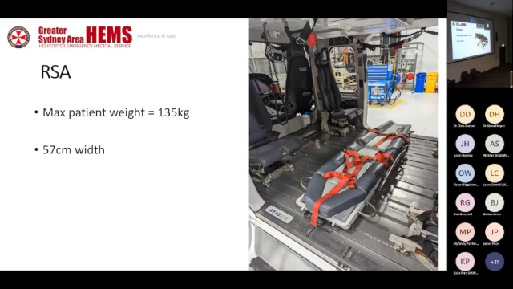And as I was writing this presentation last week, I actually got a call out to a patient who we needed to retrieve, who was 140 kilos, who'd had a subarach. So I actually used that opportunity just to take some photos.